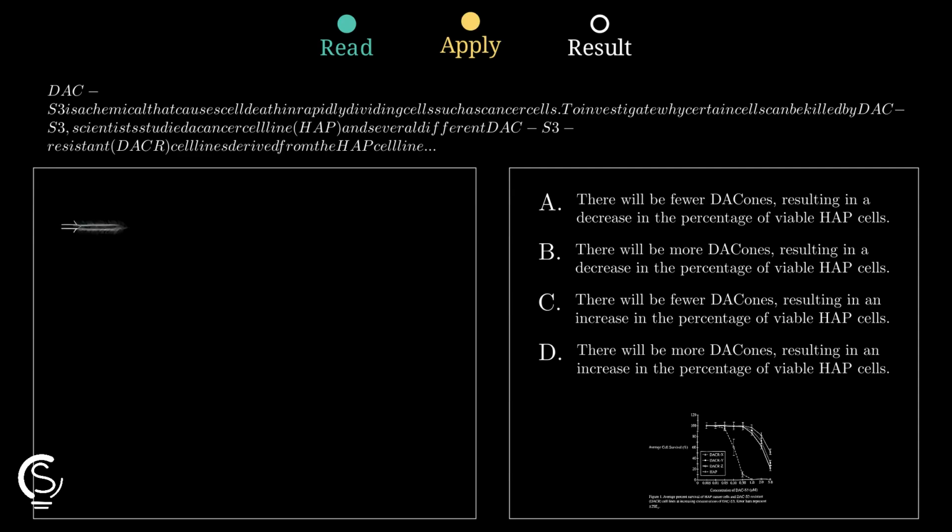Next, we introduce an allosteric inhibitor which stops SDR2 from working correctly. This means the chemical reaction is blocked, so the cell will produce significantly fewer DACones than it normally would.